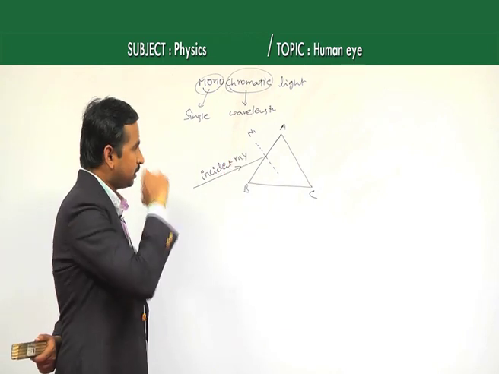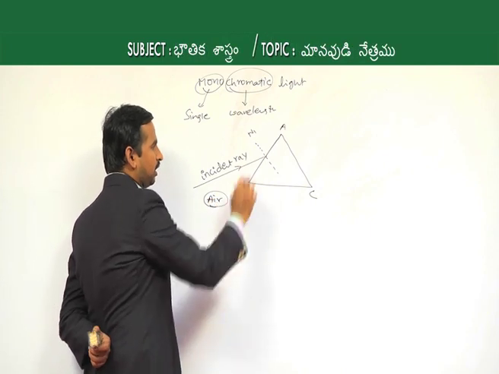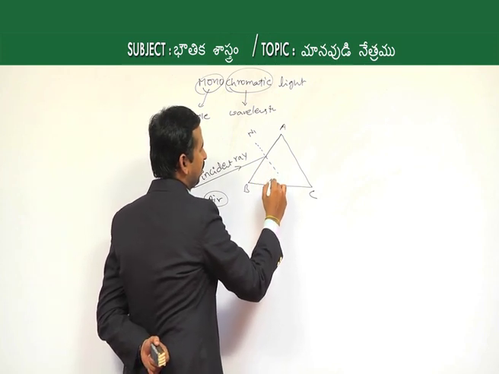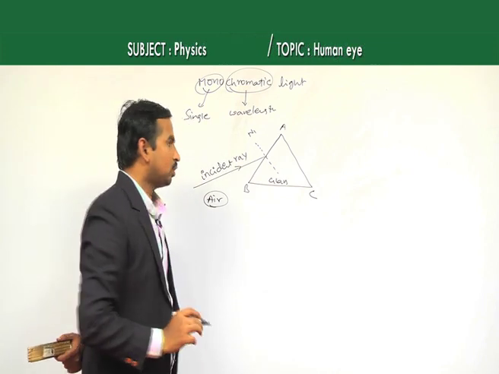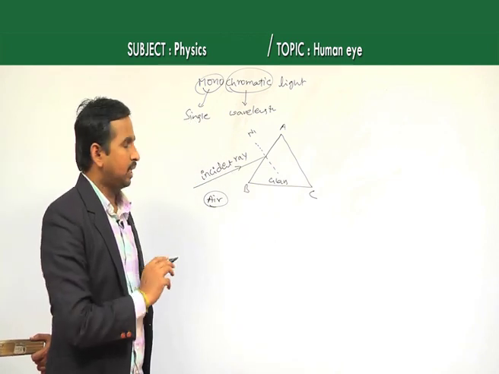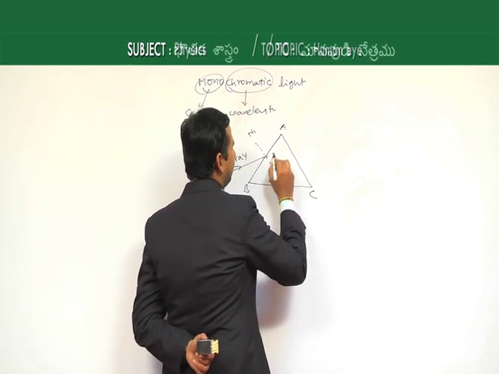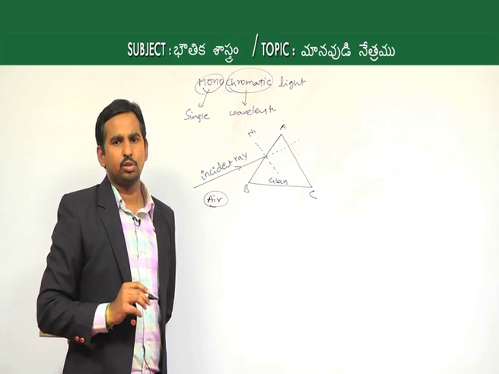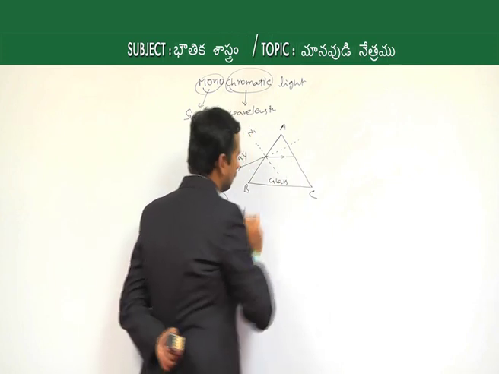Okay. Now, the incident ray you are taking is in the air medium. Here, this glass prism is a denser medium. As the light ray is coming from rarer to denser, the light ray bends towards the normal. The actual path of the light ray is going straight like this, but here the light ray bends towards the normal, like this.